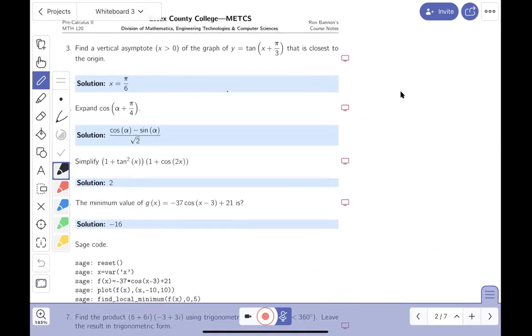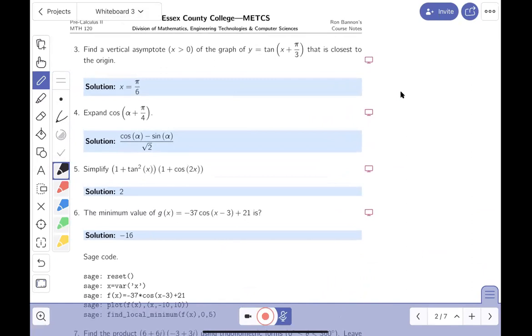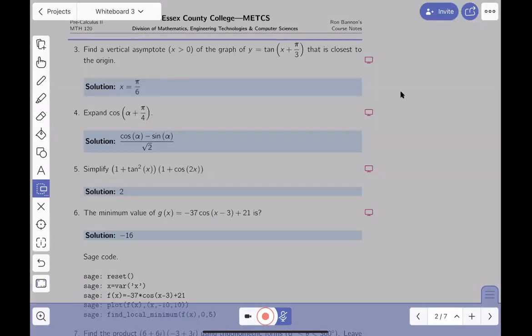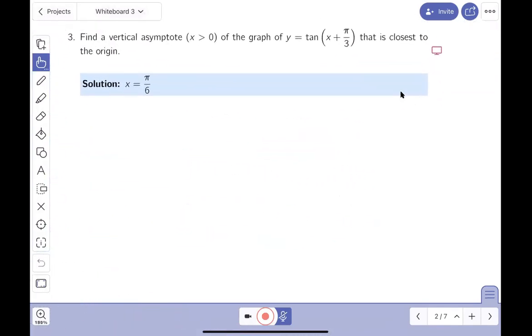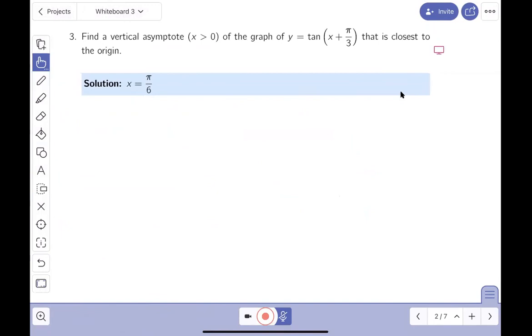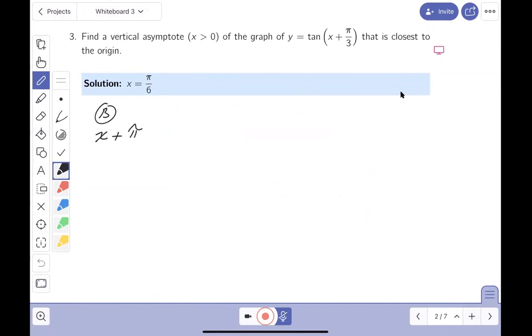Ooh, this one, the vertical asymptote, x greater than 0. Oh boy, this is going to be a tough one, I think. Put it over here. Let's take a look, see if I can handle it. So what do we do again? I guess we got to do like begin end, right? And the tangent curve begins when its argument is minus pi/2. And it ends when its argument is pi/2.